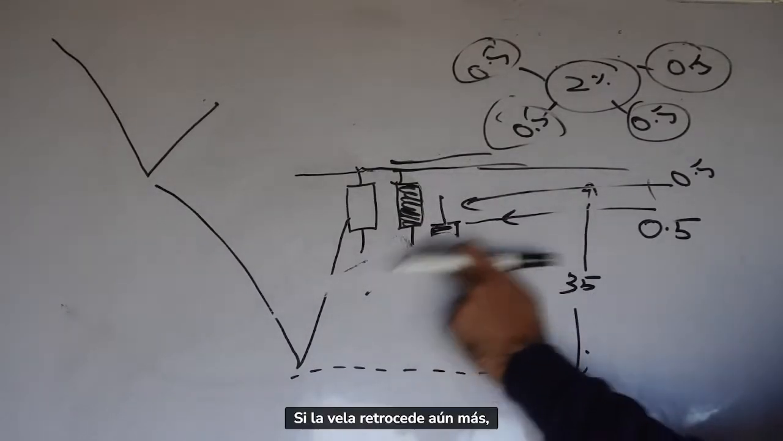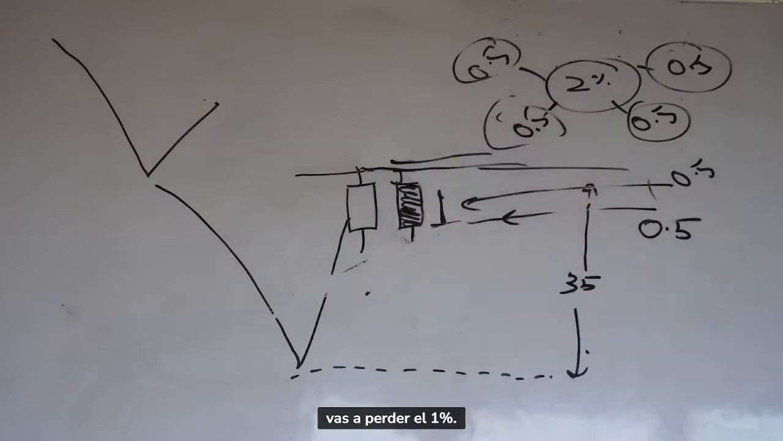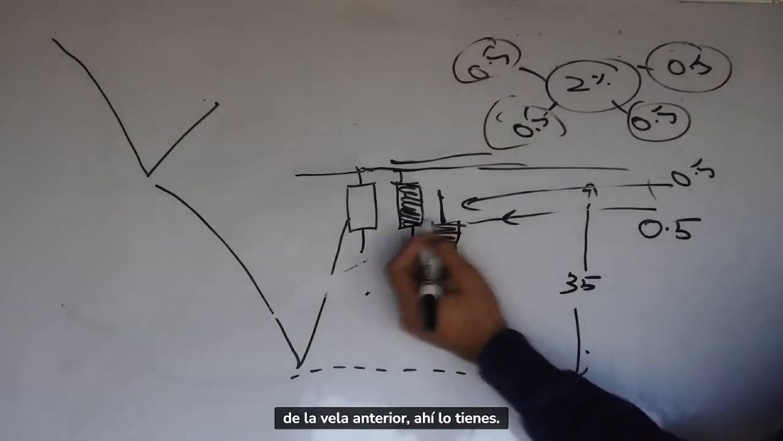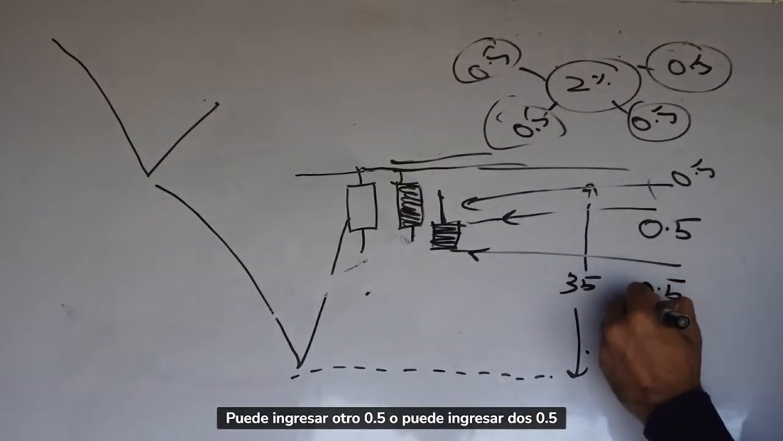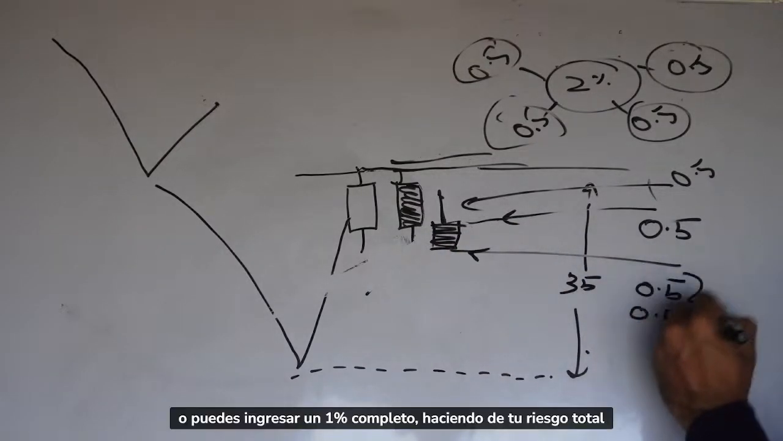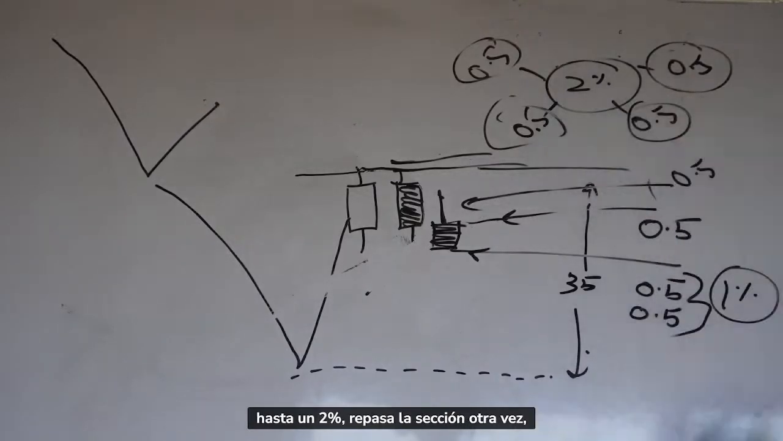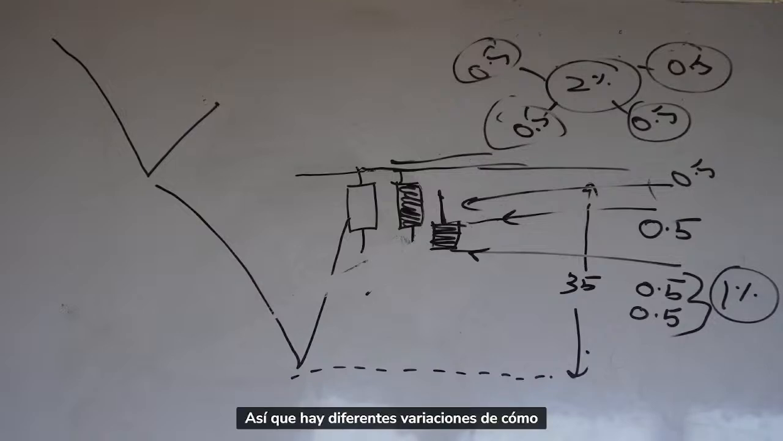If candle retraces further more, you're going to lose 1%. You're not losing much. You're just getting better prices, right? If price starts to break the low of the previous candle, there we go. You can enter another 0.5, or you can enter 2 0.5s, or you can enter a full 1%, making your total risk up to 2%. Go over the section again, right? Making your risk up to total 1%. So there are different variations how you can use your dynamic risk.